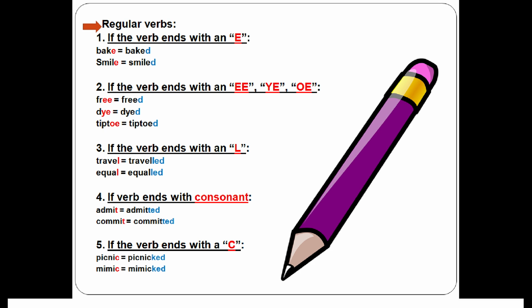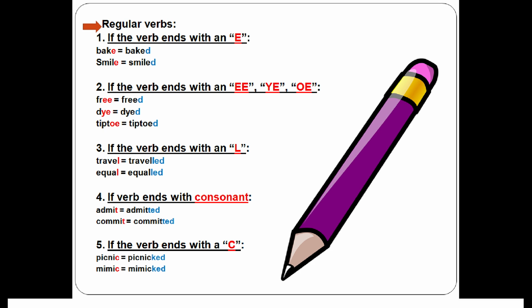The logic is the same with verbs that end up on e, ee, ye, oe. Examples: free, become freed, die, become died, tiptoe, become tiptoed. In some cases, if the verb ends with l, you need to double the l before adding ed. Examples: travel, become traveled, equal, become equaled.